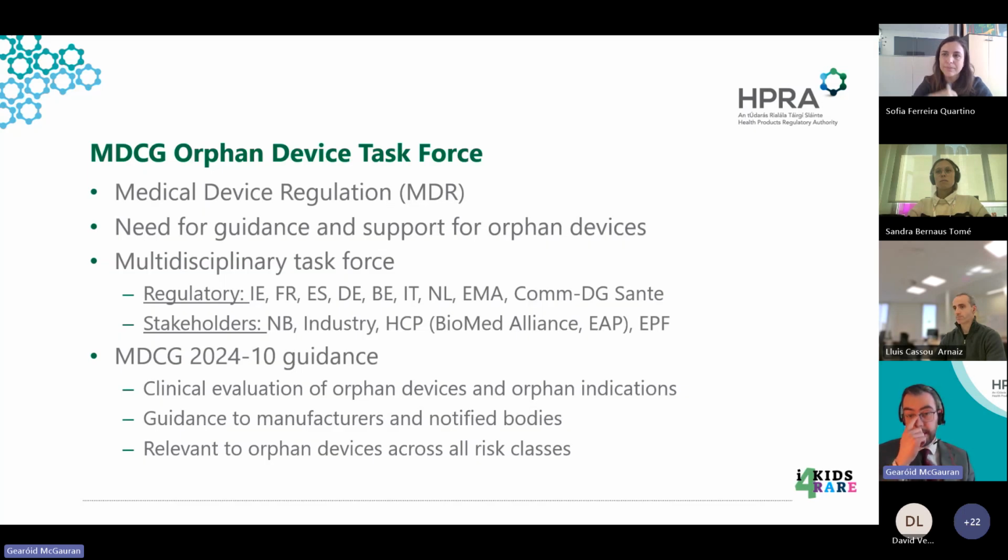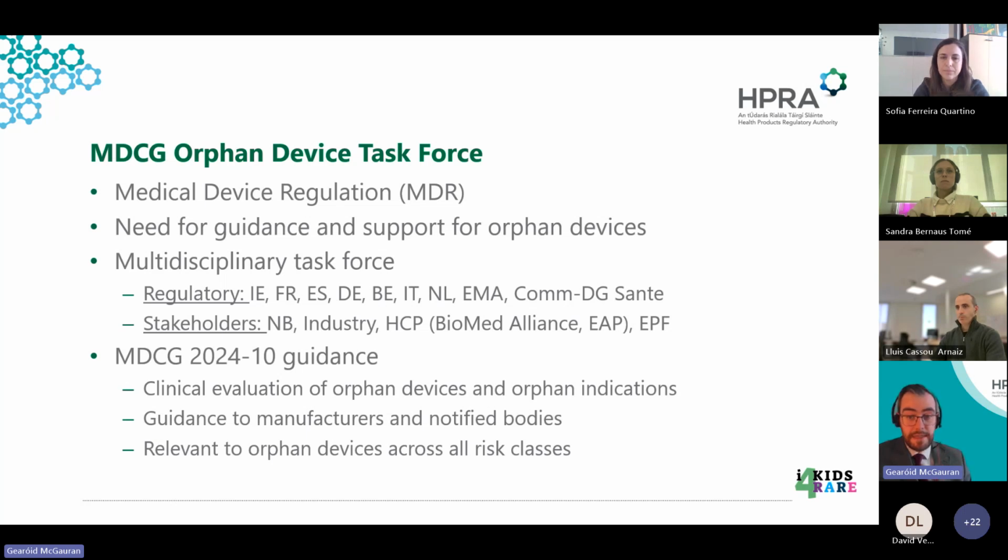So let's start with the MDR and the MDCG Orphan Device Task Force. As with all medical devices, orphan devices are subject to the medical device regulation, the MDR. As you may know, this regulation is mandatory across the EU and applies to all medical devices across all risk categories. Given how broad this regulation is, its principles are very high level, and there are no specific guidance or specifications for orphan devices in the regulation. So guidance was needed on how to apply the MDR to orphan devices.